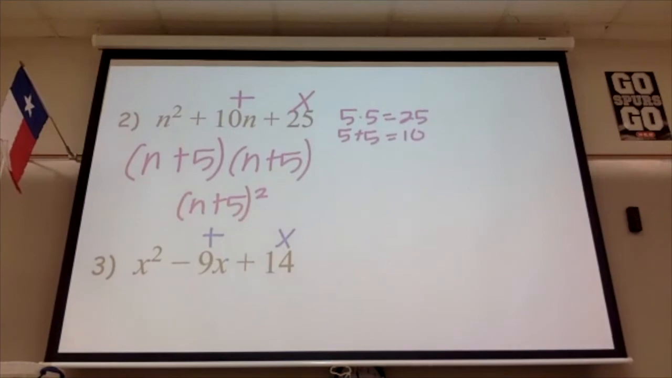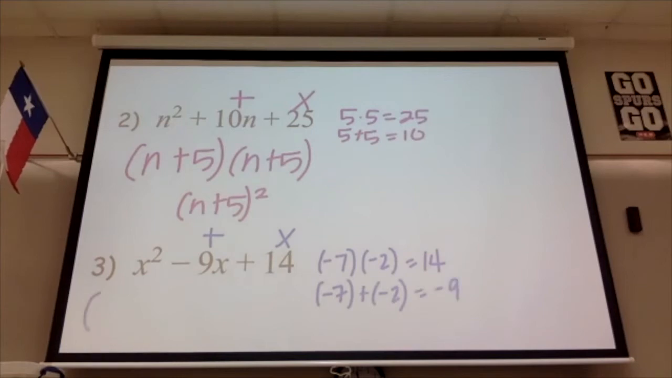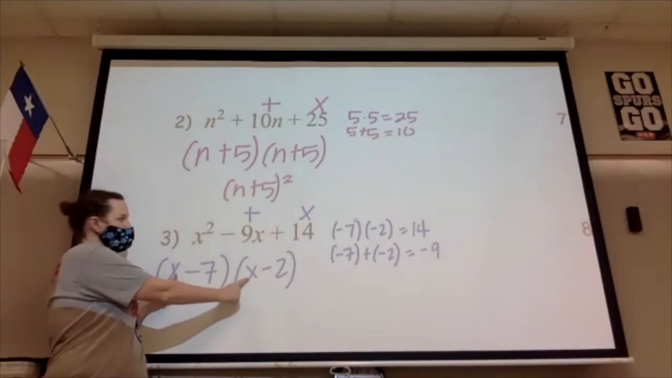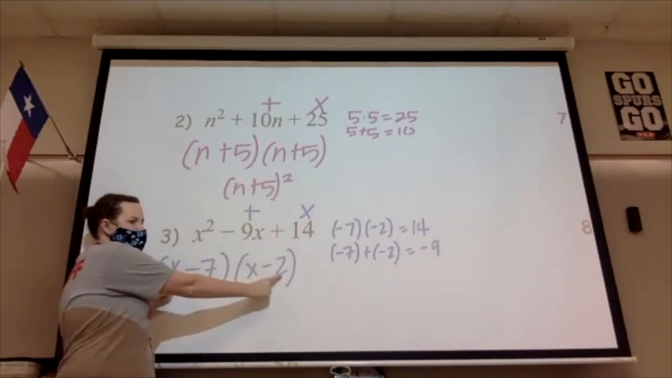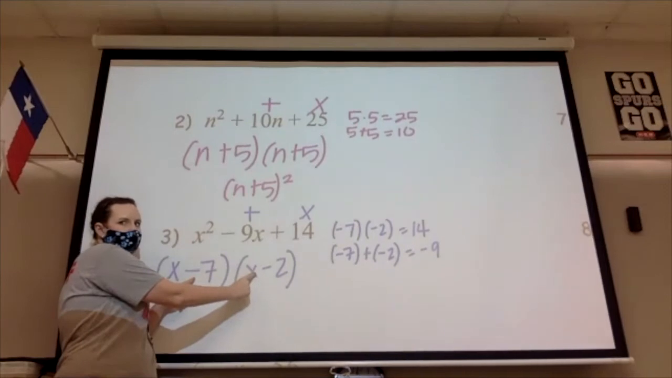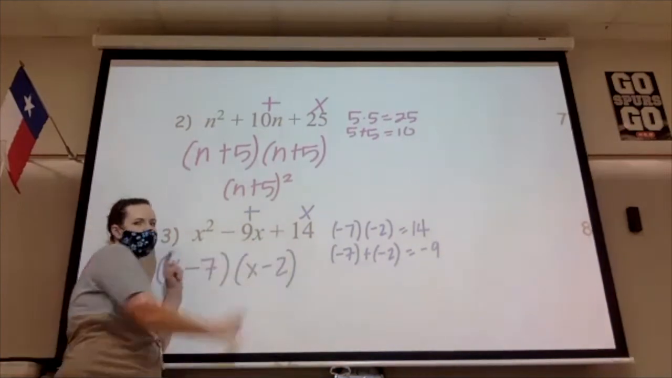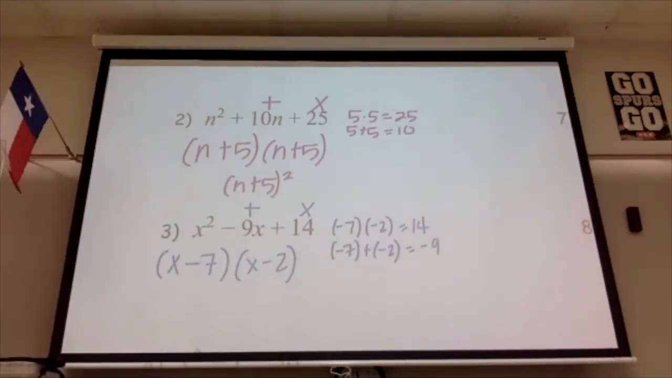You said negative 7 and negative 2. Is negative 7 times negative 2 positive 14? Yes. And is negative 7 plus negative 2 negative 9? Yes. So when we write our factors, you just have x minus 7 and x minus 2. Okay, let's check. If we distribute out, we have x times x, which is x squared, x times negative 2, and negative 7 times x. What's negative 2x and negative 7x? Negative 9, and then I have negative 7 times negative 2, 14. Okay, one more of these.